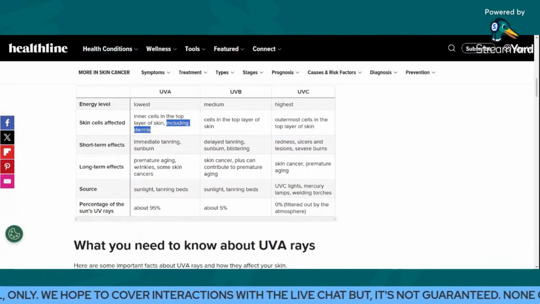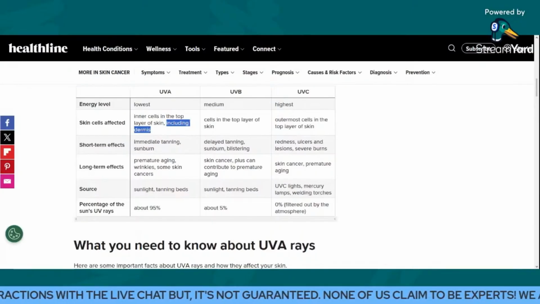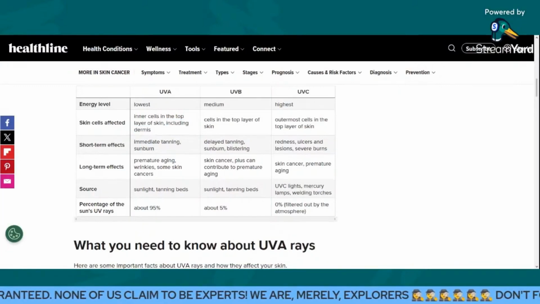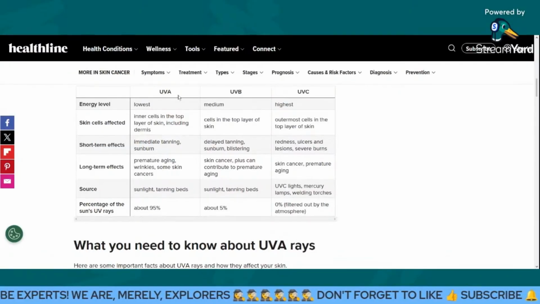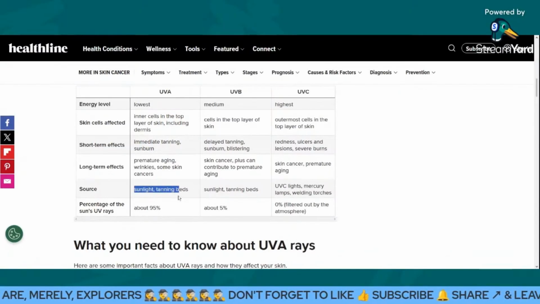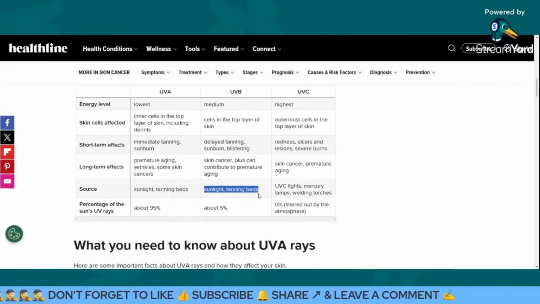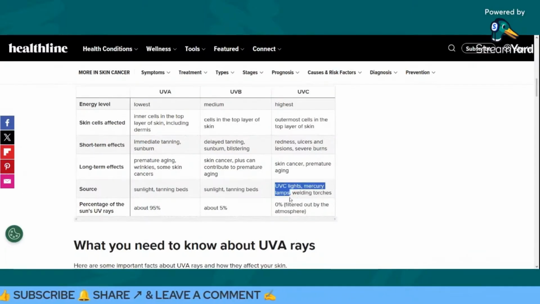Yeah, I don't know. I have no idea. So we'll look at that in a minute. Okay, all right. We'll just finish this table and then look that up before we go any further in this article. So, source for UVA: sunlight and tanning beds. For UVB: sunlight and tanning beds. For UVC: UVC lights, mercury lamps, welding torches.